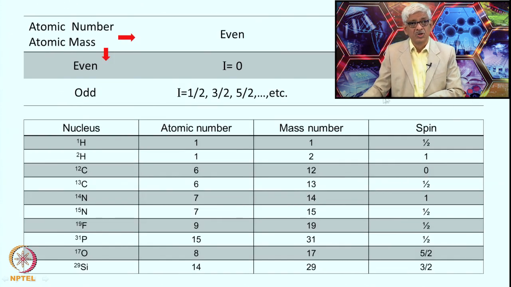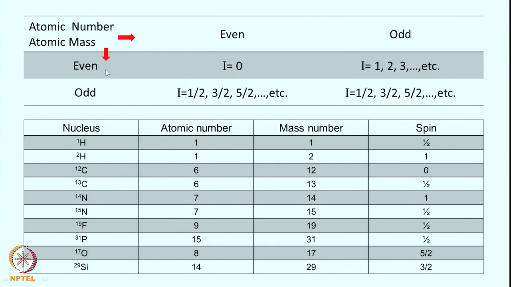This is shown in tabular form here. On this axis you have the atomic number, even or odd, and along the rows you have the even or odd mass number, and you can see that if the mass number is even, the spin will have the values 0 or 1, 2, 3, etc. If this is even even, it is 0, if it is even odd, it is 1, 2, 3. If the mass number is odd, regardless of what the atomic number is, it is always half integral values: half, 3 by 2, 5 by 2, etc.